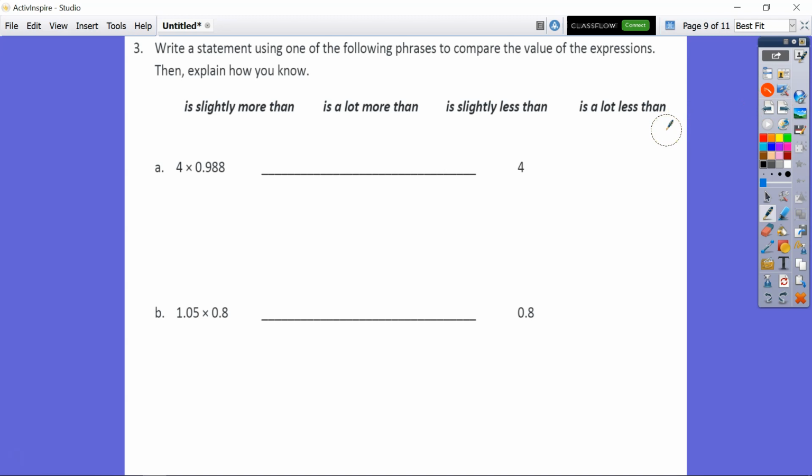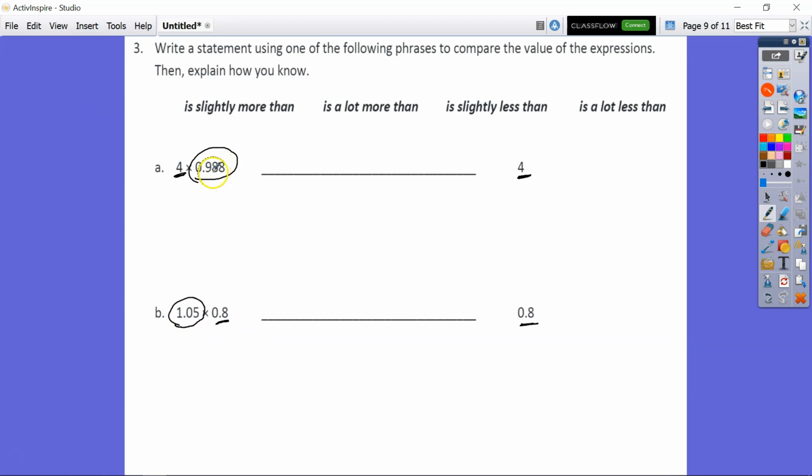All right, now what we're going to do is write a statement using one of the following phrases to compare the value of the expressions. And then you're going to explain how you know, okay? So let's go ahead and do this. And if you notice here, we're comparing 4 and 4 here. So our scaling factor is here. Here we have 8 tenths and 8 tenths. So we know our scaling factor is here.